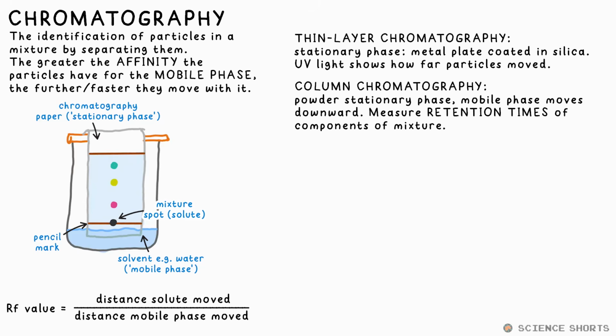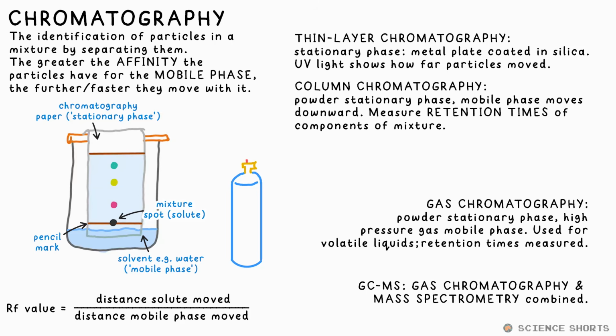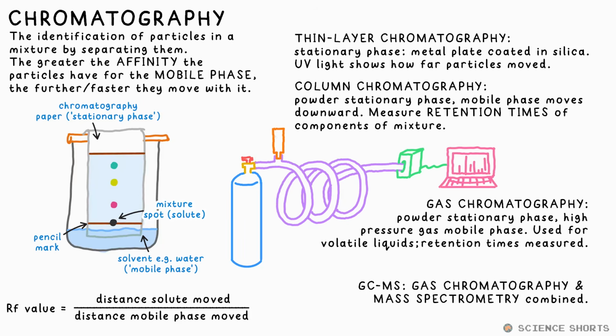Column chromatography uses a solid powder as the stationary phase and the solvent used as the mobile phase moves down this. All the different molecules get down to the bottom, but they take different times to do so. So we're actually measuring retention times here instead. Gas chromatography is similar to column chromatography as it uses a thin tube of solid powder again, but this time a high pressure gas is the mobile phase. This is used for mixtures of volatile liquids that are evaporated then sent through, and retention times are recorded.